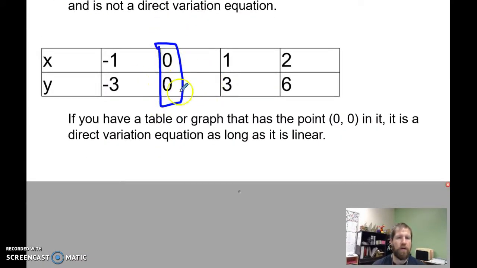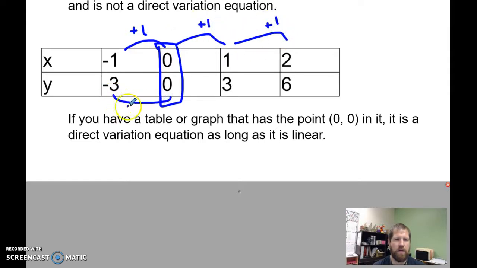When you have the origin as one of your points, you still have to make sure that it's linear. So to do that, check your change in your values. I go up 1 for my x, up 1, up 1. Here I go up 3, up 3, up 3. My change is consistent, so it's a linear equation. And because it has the origin as a point, I know it's going to be a direct variation equation.